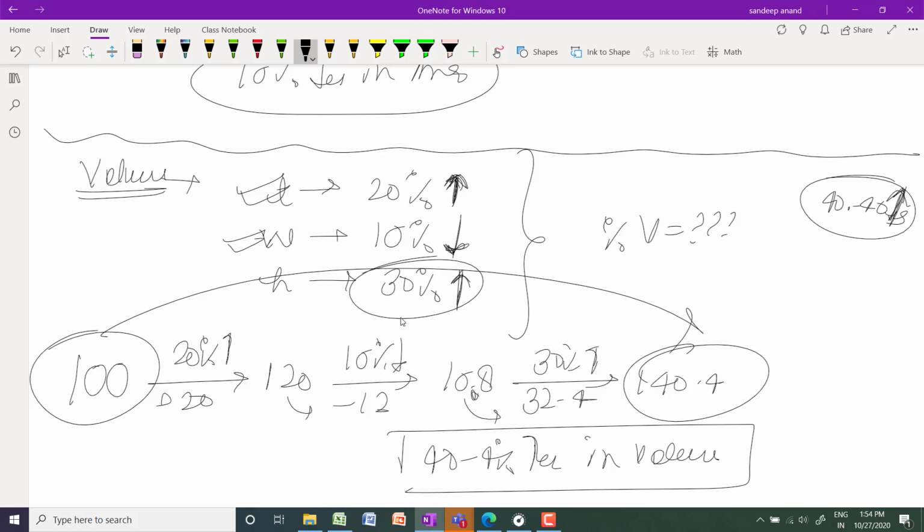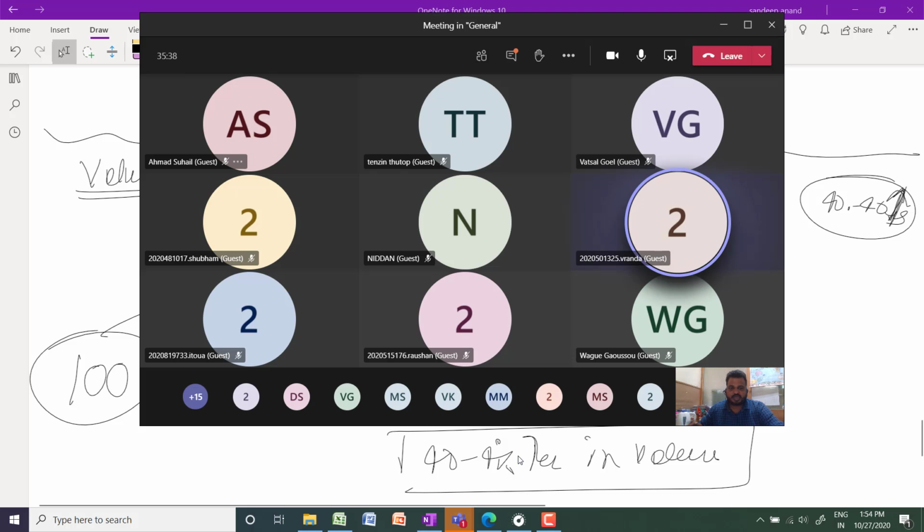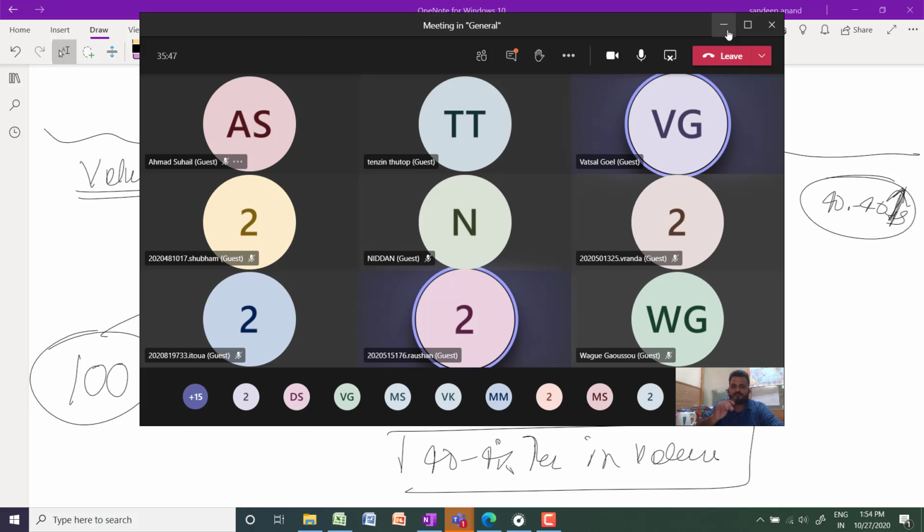So I hope now you are able to find the percentage change whenever a product is given to you. When there is a product change, how your percentage actually changes, whether it increases or decreases, now you know the use of product change. Yes or no?